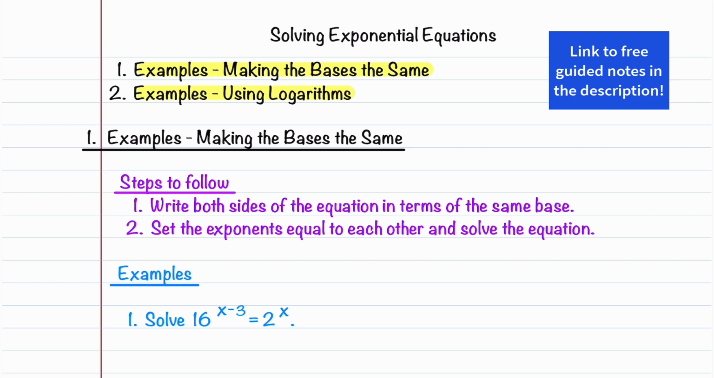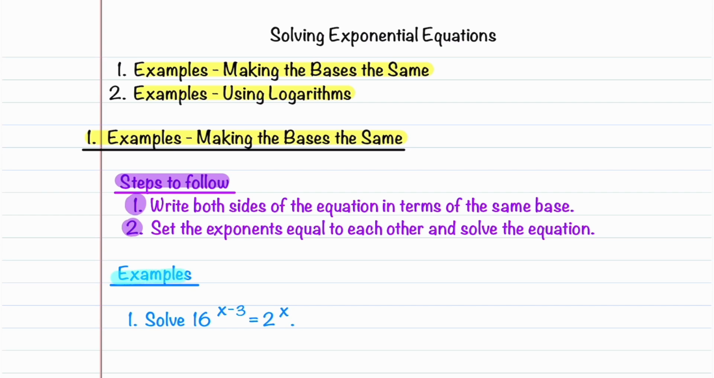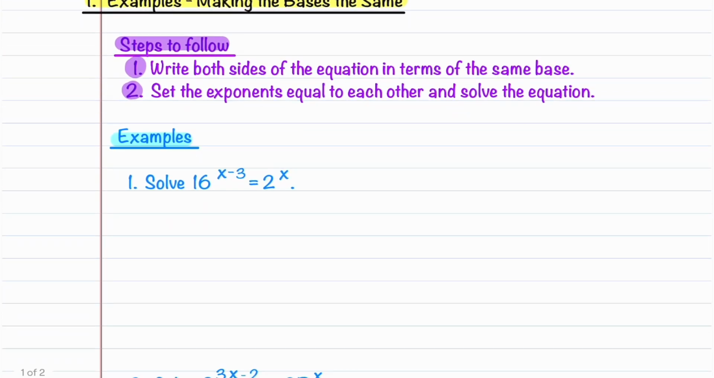Let's start by looking at some examples where we're going to solve exponential equations by making the bases the same. To make things easier, I've written down two steps that we can follow when solving this type of equation. The first step is to write both sides of the equation in terms of the same base, and then the second step is to just set the exponents equal to each other and solve the equation. Let's walk through some examples and see exactly how this works.